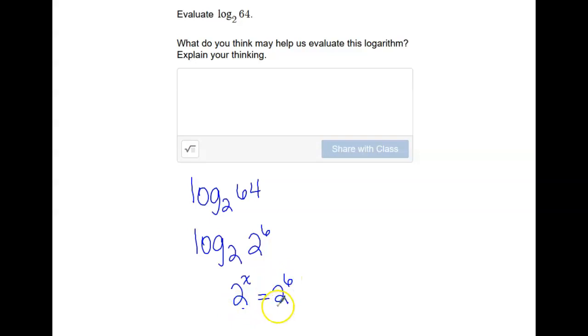Well, if the bases are the same, then in order for these two powers to be equal to each other, their exponents have to be the same. So that means that this would be 6. So if we were going to evaluate this, 2 to the what power is equal to 64, I can see that it would be 6.